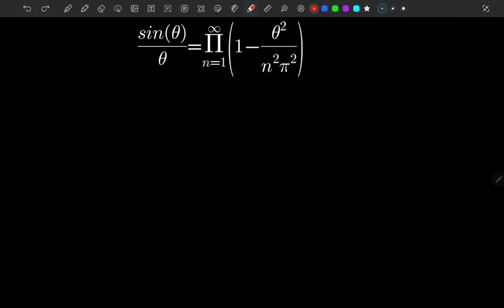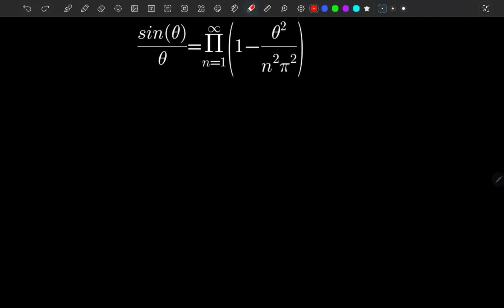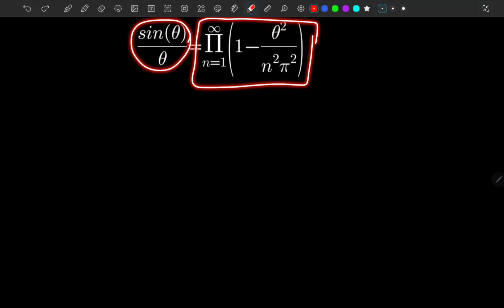In this new video, what we are going to do is not visible in front of you all right? But soon will be. Here it is: the incredibly crazy looking thing which represents sine theta over theta as an infinite product.